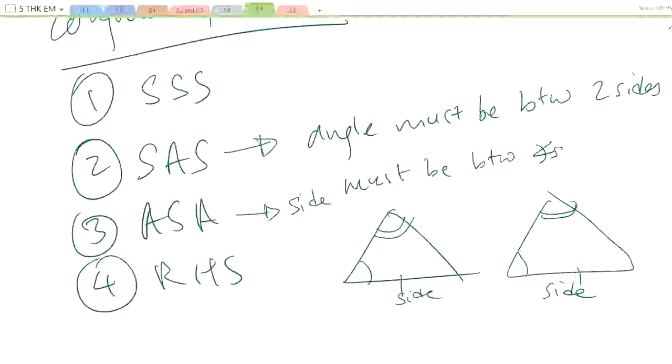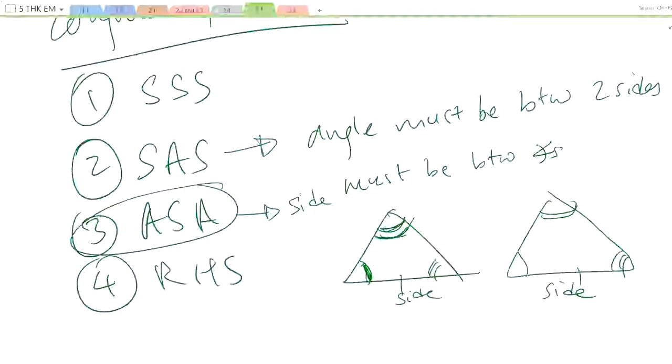So how do I find the third angle? I've got 2 angles already. I've got this one over here, I've got this angle. How do I find the third angle? Yeah, 180 minus these 2, then I'll be able to get the third one. And then I can use my ASA again. This is a common type of question that will come out.